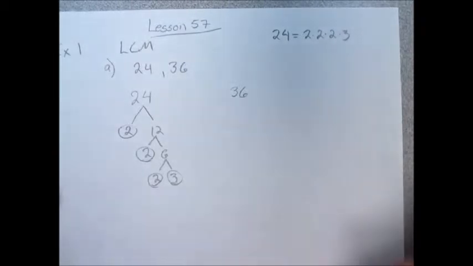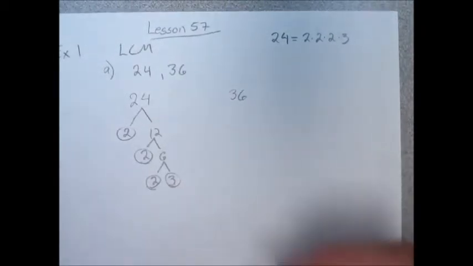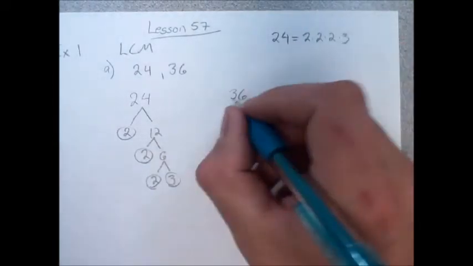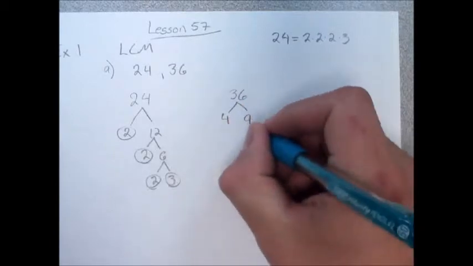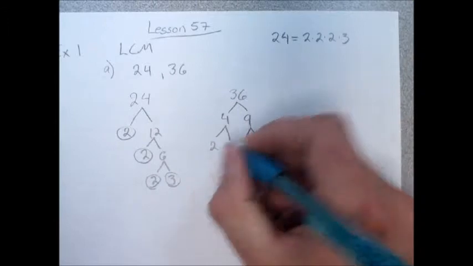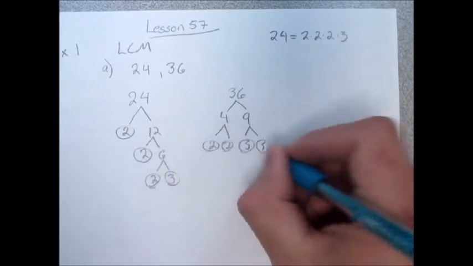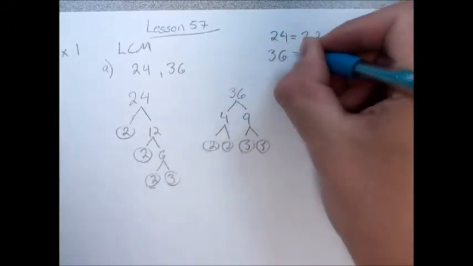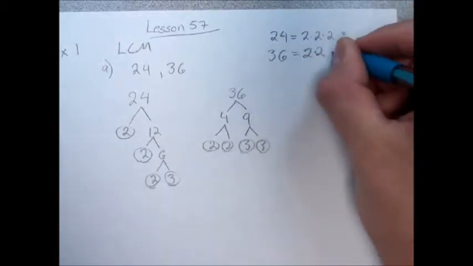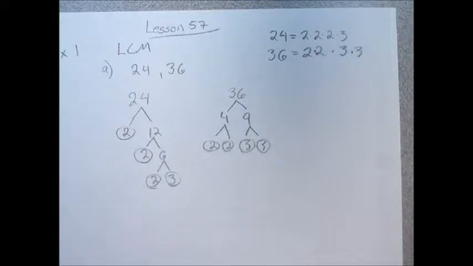Just like when we're finding the greatest common factor, we would list these out. We're going to list them out for this. So here we go on 36. We get, let's say 4 and 9. Then 9 breaks down into 3 and 3, and 4 breaks down into 2 and 2, all of which end up being prime. So 36 is 2 times 2 times 3 times 3. I only space these out so that my 3's and my 2's line up. You don't have to do it. I just feel like it's easier for me.